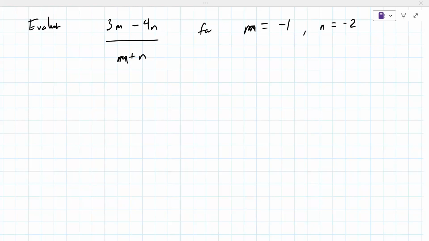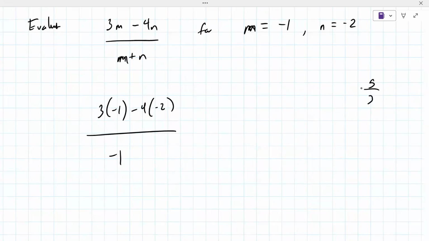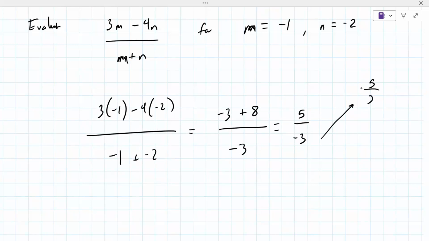5/3, 5 thirds. Okay, that sounds pretty good. 3 times -1 minus 4 times -2 over -1 plus -2. On the top, it's -3 plus 8 over -3. How does that match with what you have so far? Yeah, that's what I had. Okay, so we're looking good. It's 5 over -3, but that is not 5 thirds. What should it be?